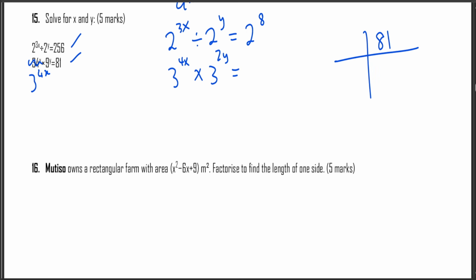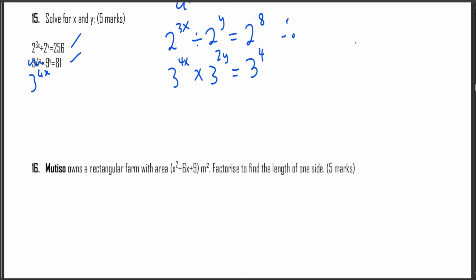Now 81, you divide by 3 till the end. So divide by 3, 27, divide by 3 is 9, divide by 3 is 3, divide by 3 is 1. So that gives you 3 to the power of 4. So this is 3 to the power of 4.